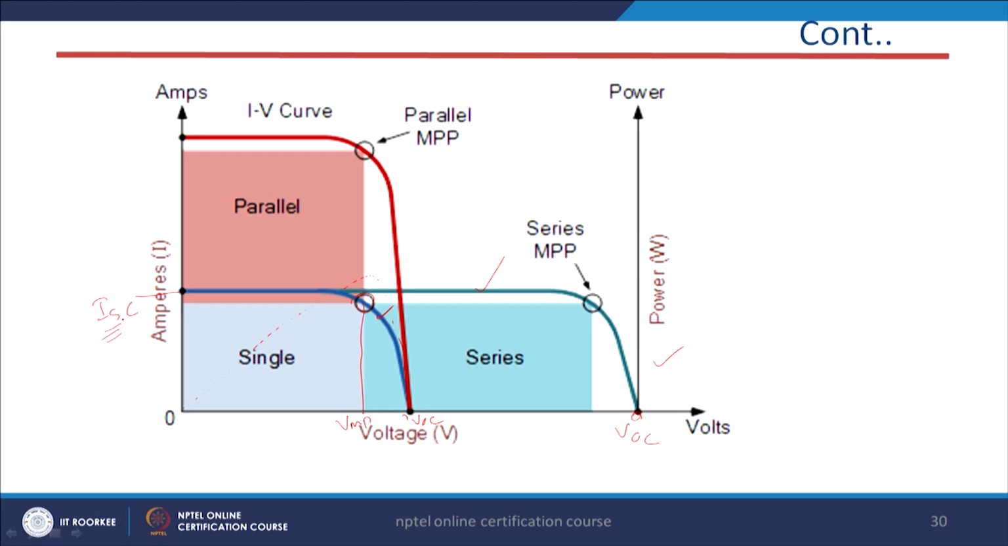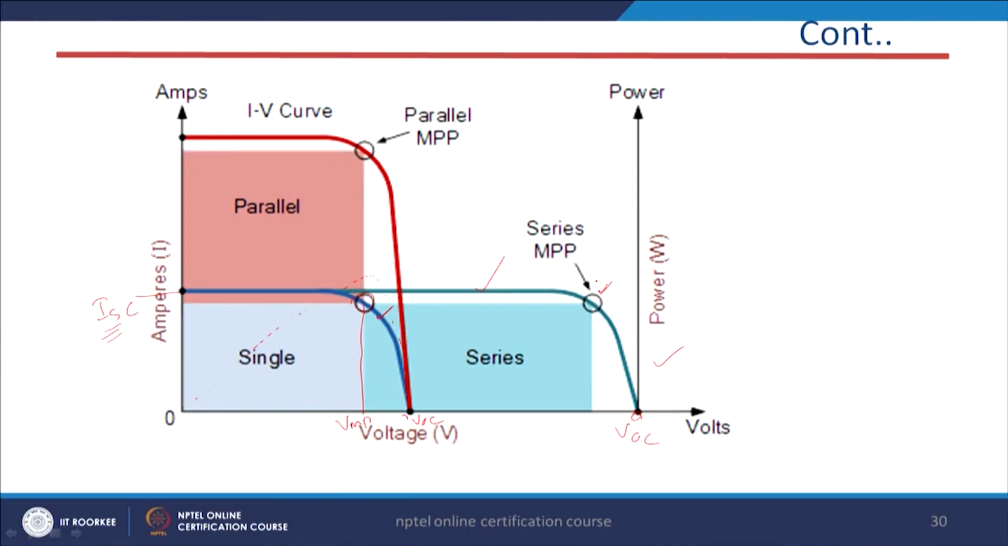This is very important, that when the cells are connected in series, then the voltage increases and the short circuit current remains almost constant. However, the maximum power point shifts to another point. In a single cell, this is the maximum power point position, but in this case the maximum power point position is here. The area covered here is less and the area covered here is more. This is MP1.